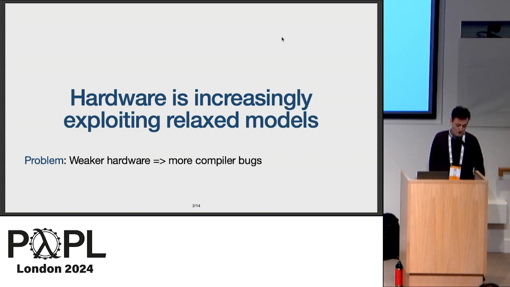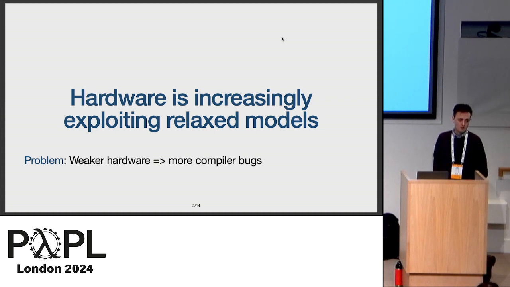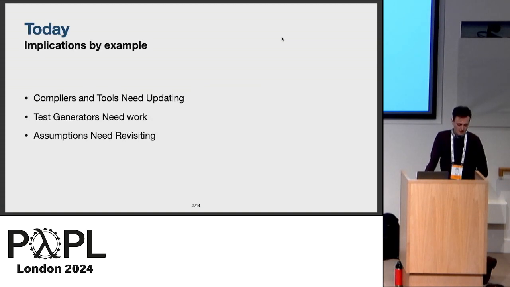In summary, more relaxed hardware means more potential outcomes of a concurrent program, and that potentially means there are going to be more compiler bugs which may not have been observed under prior techniques and prior work. So I'm going to be exploring that today. In particular, I'm going to be exploring three implications of that claim using a running example of a bug I found in LLVM a few months ago. It's been reported. I believe it's going to be fixed by some engineers soon.